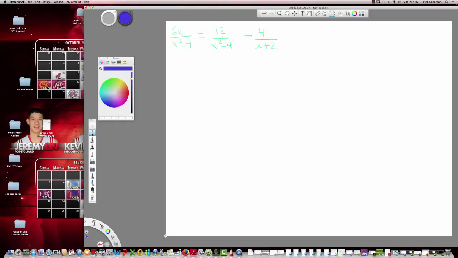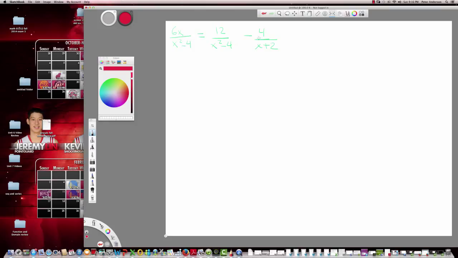All right, let's take a look at this question here. 6x over x squared minus 4 equals 12 over x squared minus 4 minus 4 over x plus 2. This is very similar to a previous question. If you've been watching the series of questions titled Grant Me This, then you should be noticing a pattern here. You should probably be able to figure this out.